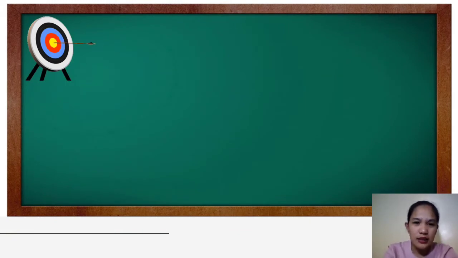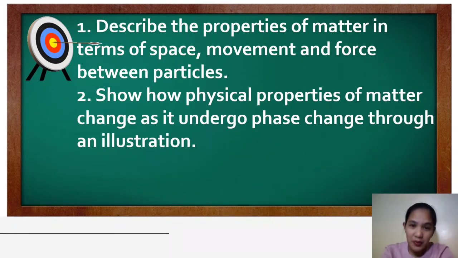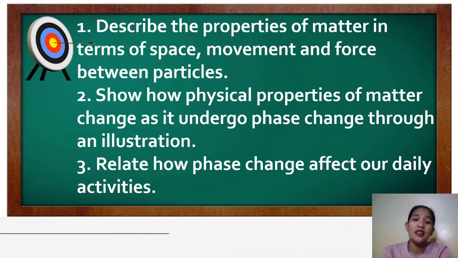Before we start, let us familiarize ourselves with our objectives or our target after finishing this session. After finishing this session, you should be able to describe the properties of matter in terms of the space, movement, and the force between particles. And then you should be able to show how physical properties of matter change as it undergoes phase change through an illustration. And to relate how phase change affects our daily activities. Please take note of these objectives since these are important for you to be guided on the tasks you need to do for this lesson.